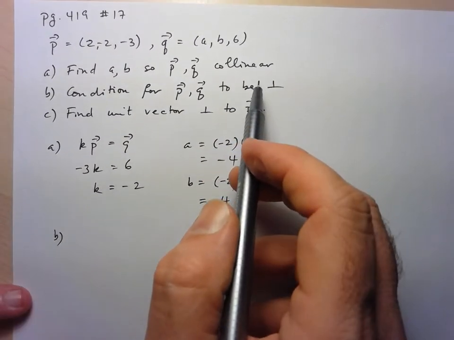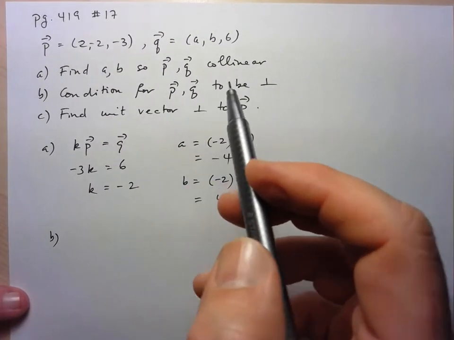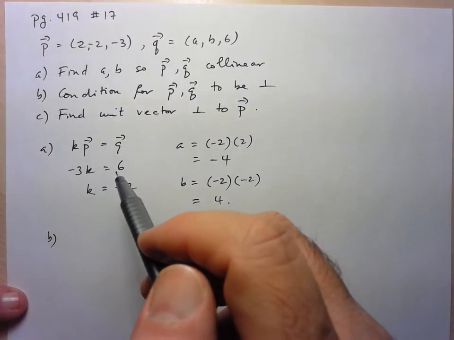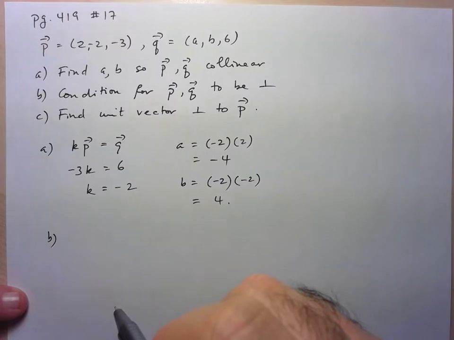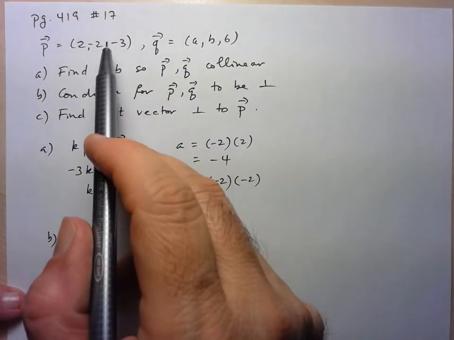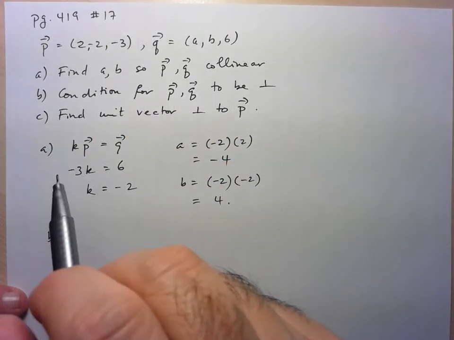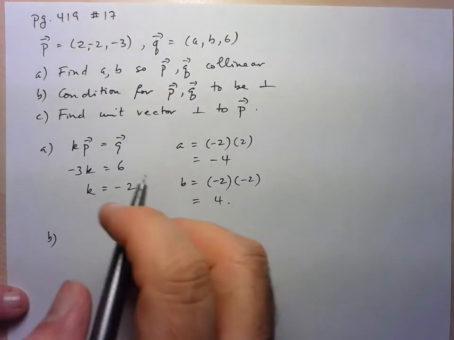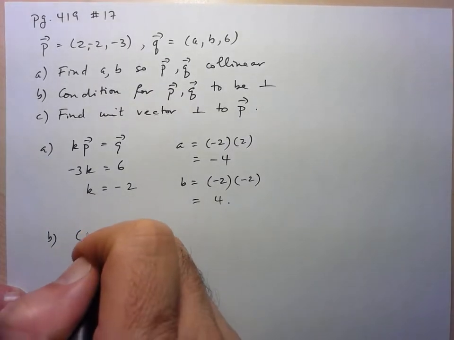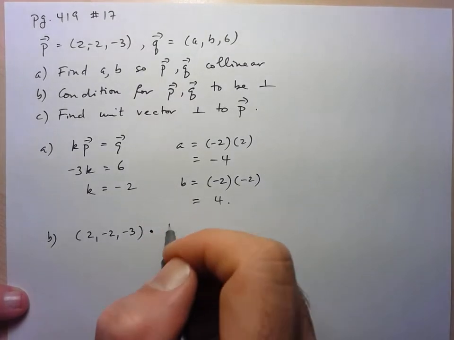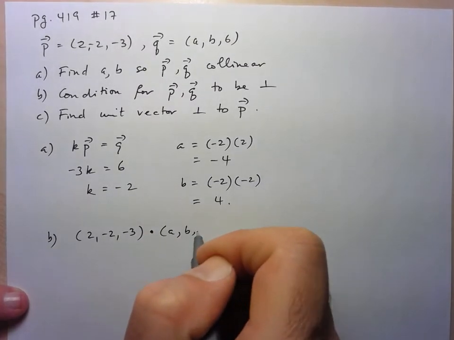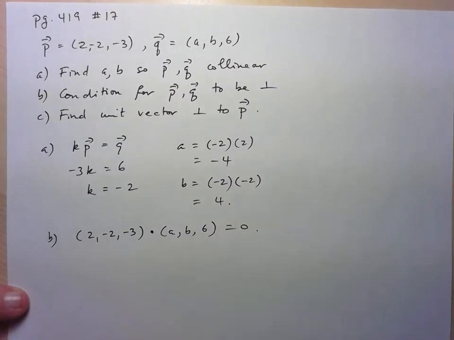Now the way they've stated this, it kind of sounds like they're implying that there'll be more than one answer, unlike what we had in a. So again, as soon as you think perpendicular vectors, you should be thinking about the dot product being equal to 0. So let's use that to set up an equation. So we need 2, negative 2, negative 3, dot q, which is a, b, 6, must be equal to 0.